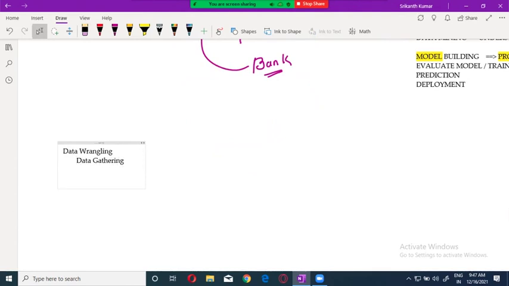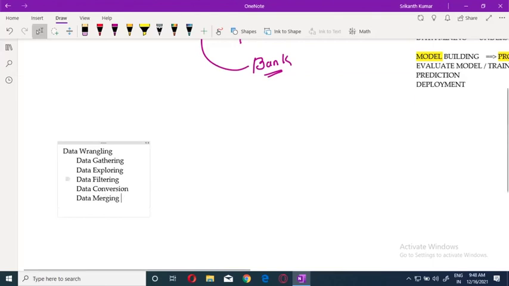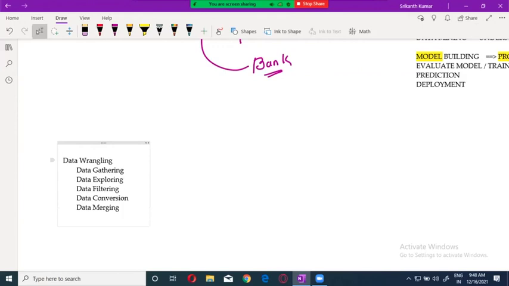Okay, next one is data exploring. The next one is called data filtering, and then data conversion and data merging. We will go deeper and deeper into this, and understand each and everything. Now this process, you can say, is the data wrangling life cycle.